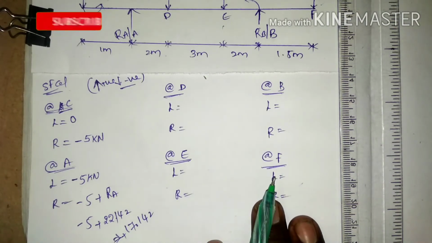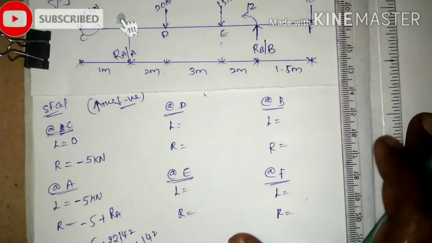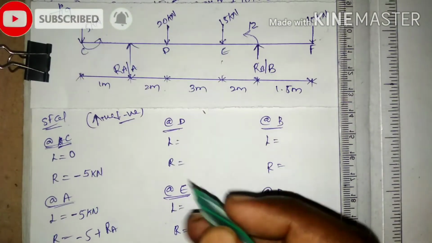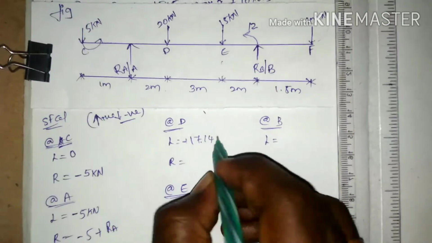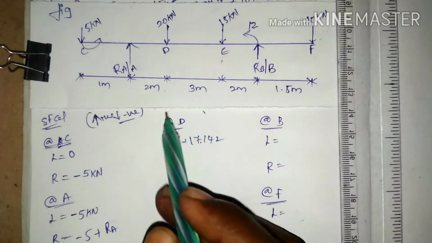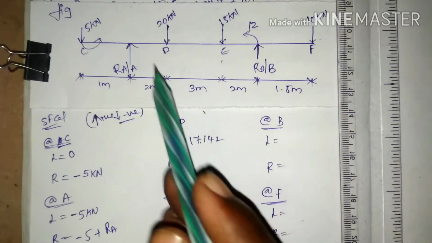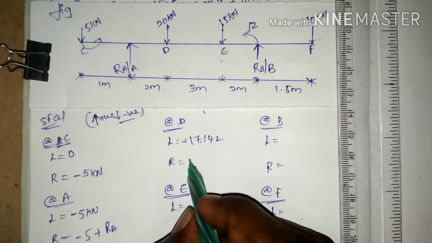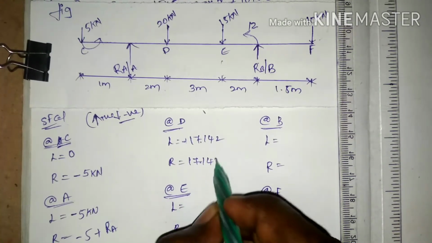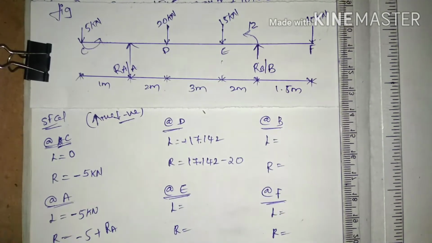Moving on to D, in between A and D we have no point loads, so for the left of D we continue with the same positive 17.142. When I stand just right of D, we have a point load in the downward direction, so with the negative sign, minus 20.